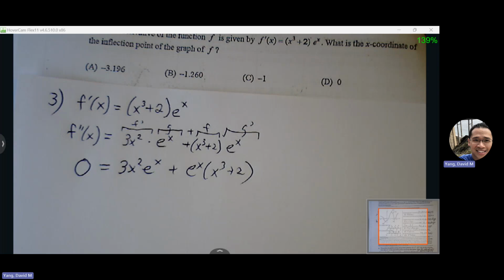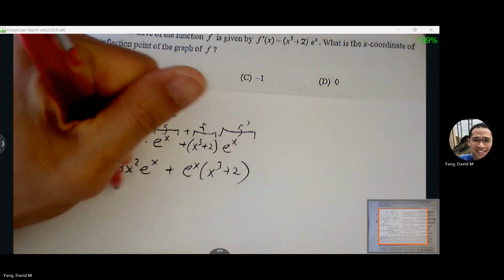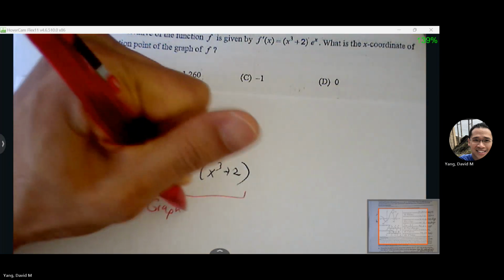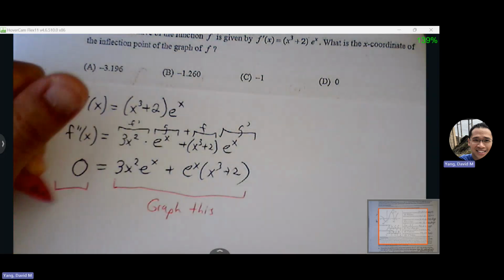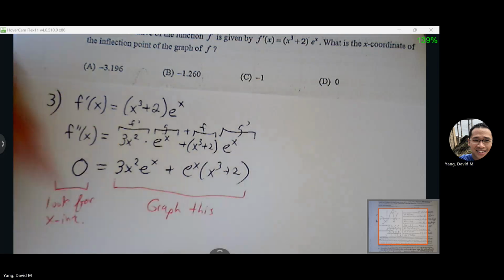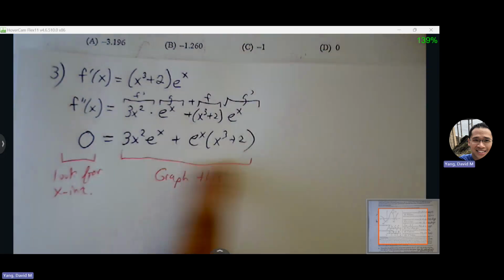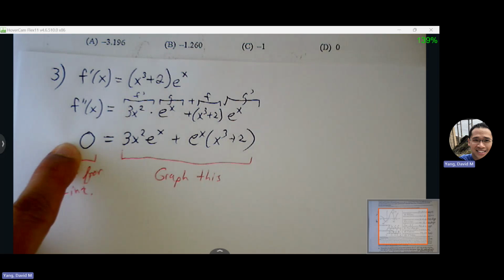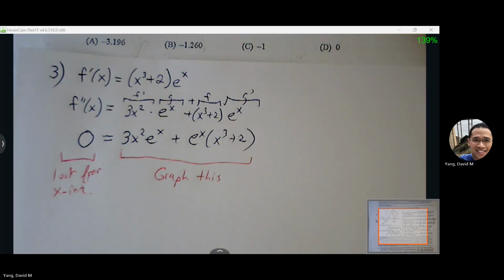And you're going to see at least a couple of those questions on the AP exam where they give you the calculator because they want you to use your graphing feature to find your solution. So I'm going to graph this and look for x-intercept. When is this graph going to hit 0?